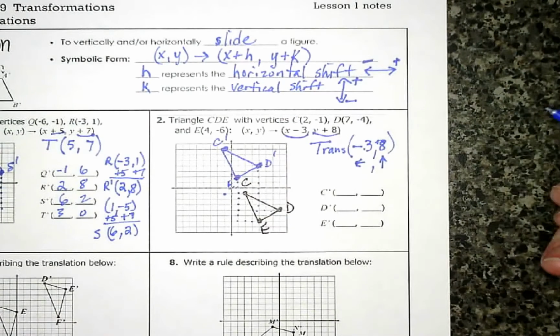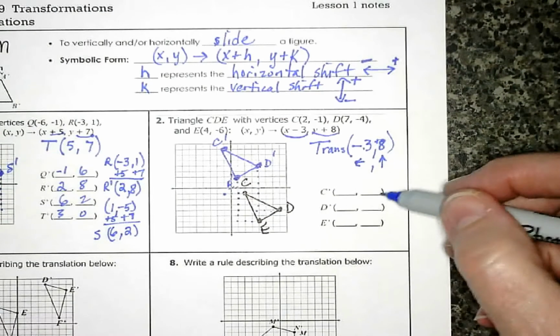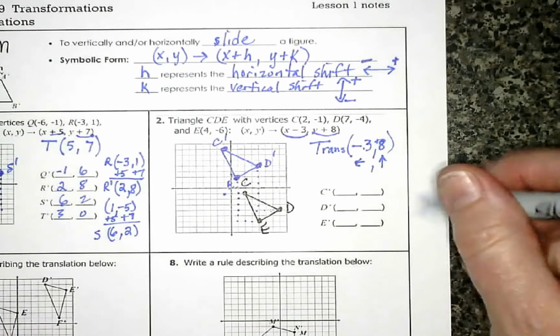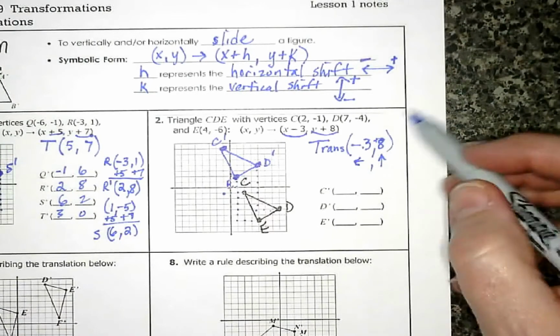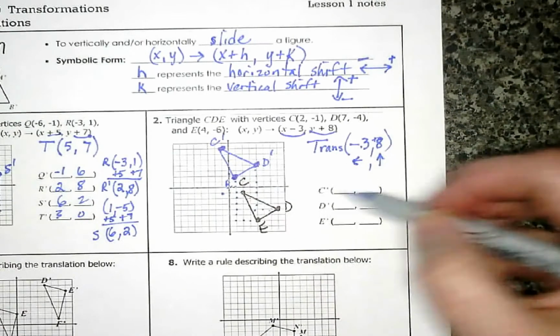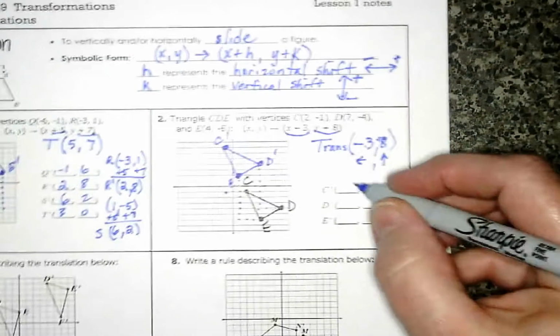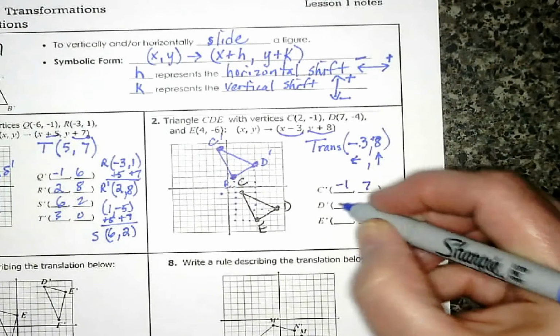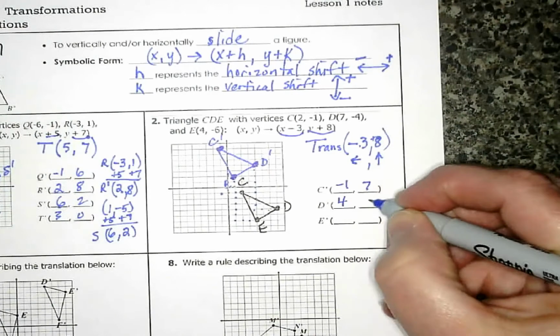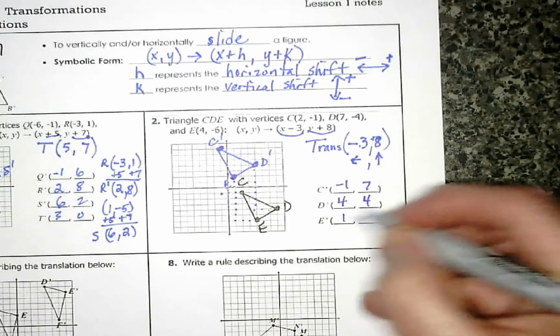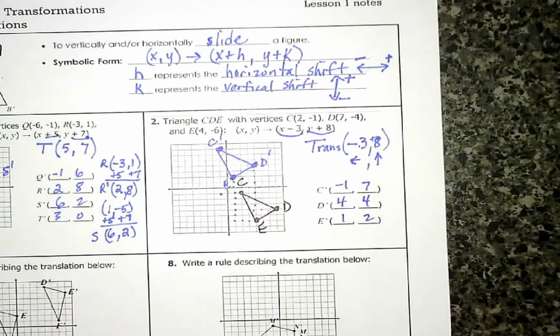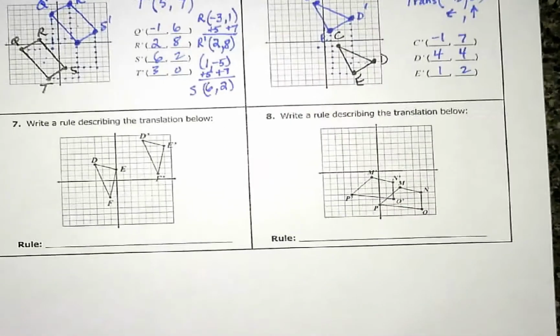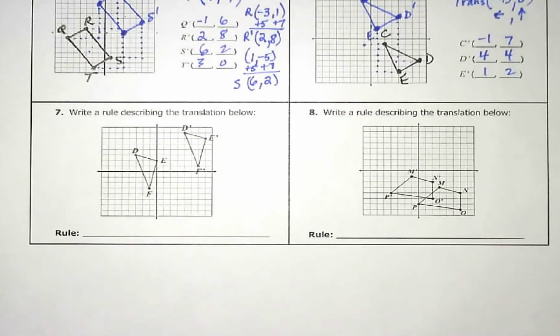I can come over here and I can list the points if I need to, just by labeling them here or going through that method that I showed you before. These would be the points that you should have. Hopefully that's what I have on the graph also. And there you go. All right, real quick on these bottom two, they want us to write the rule.